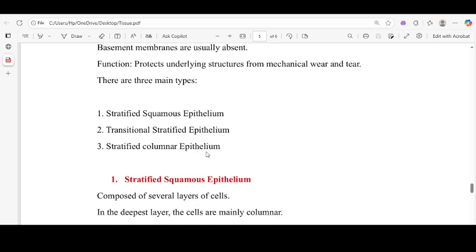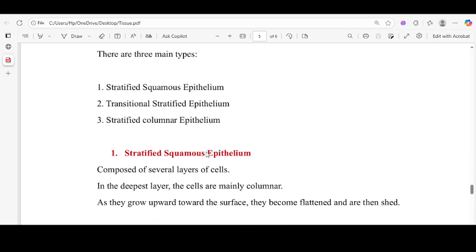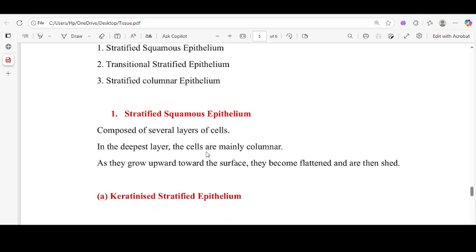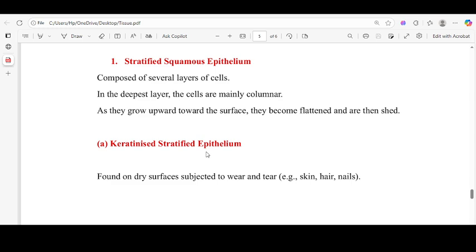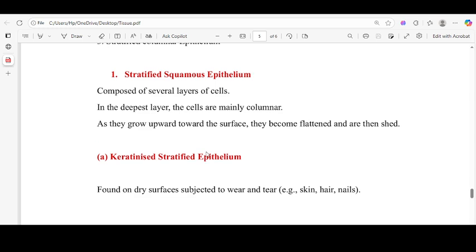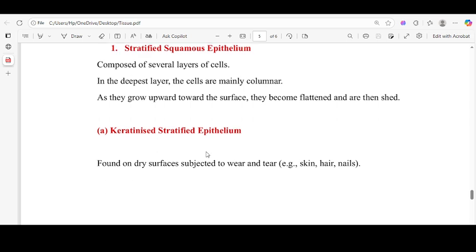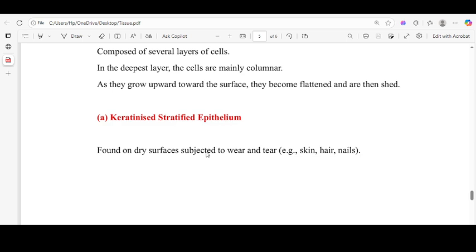There are three main types: stratified squamous epithelium, transitional, and stratified columnar epithelium. First is stratified squamous epithelium, which is composed of flat, scale-like cells arranged in several layers. The deepest layer cells are mainly columnar, and they grow upward toward the surface. They become flattened and are shed, and they are divided into two types: keratinized stratified epithelium and non-keratinized stratified epithelium tissue.